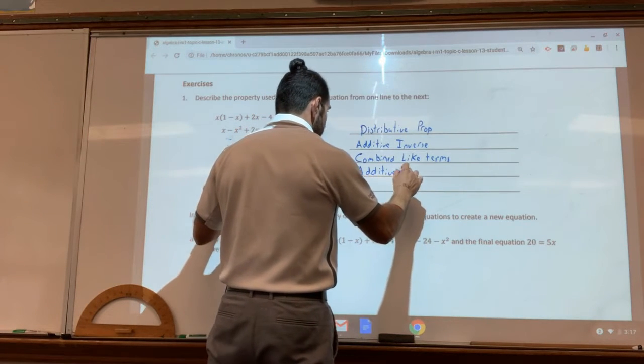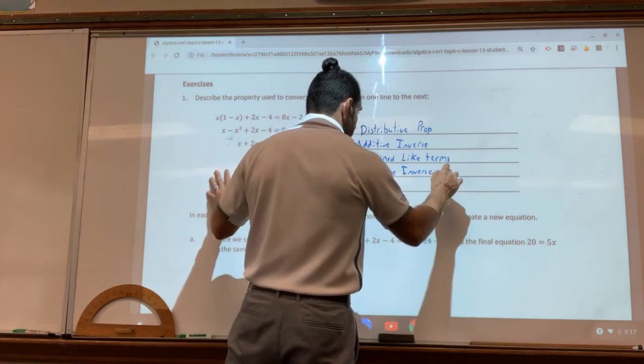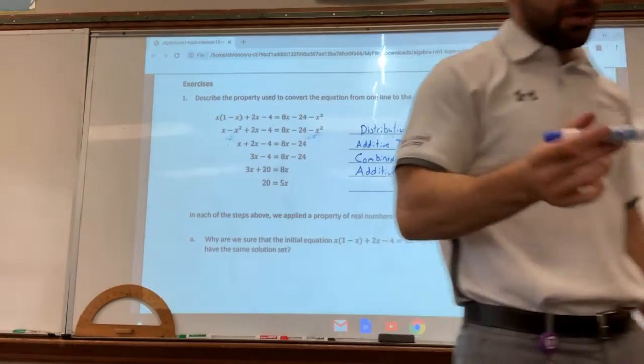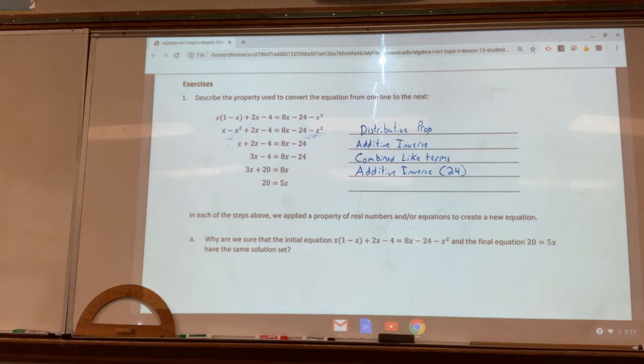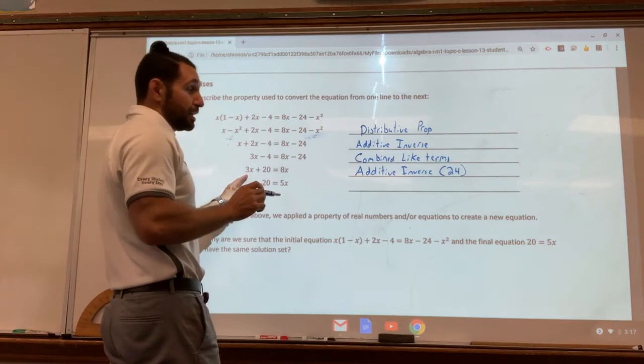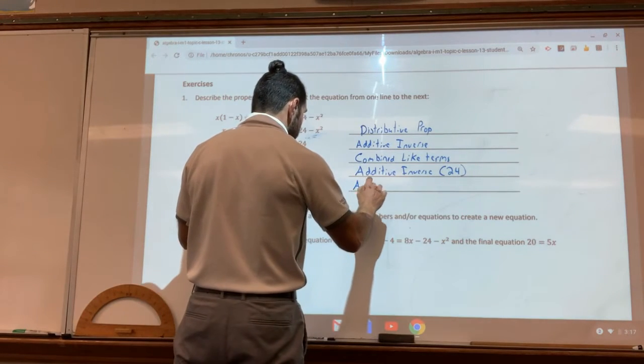Additive inverse. And then I'm going to put in parentheses, I'm going to put 24. And again, our book says added 24 to both sides of the equation. Yeah, again, you're using the additive inverse. Last but not least, we used the additive inverse. We got rid of the 3x from one side.